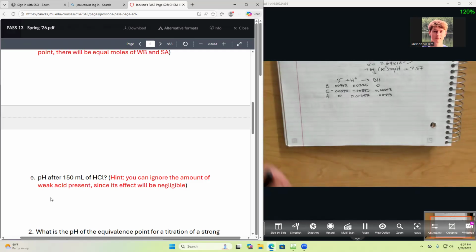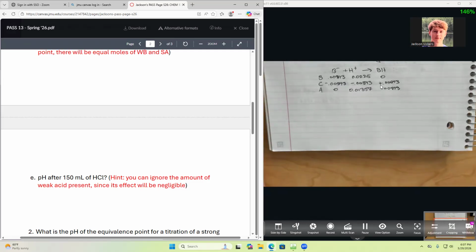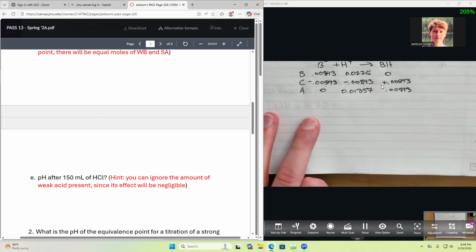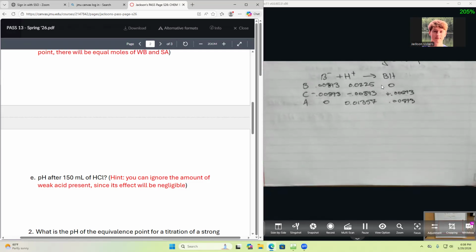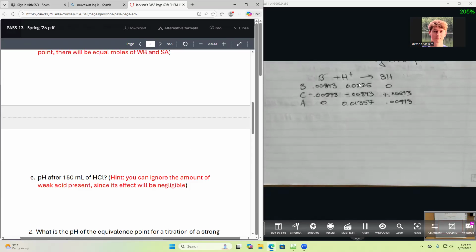Okay, let me zoom in a bit. So we set up the BCA table the same way we've done all of these so far. And when you multiply the 0.15 liters of hydrochloric acid by its molarity, 0.15 molarity, we get 0.0225 moles of it. Is that step okay for you?